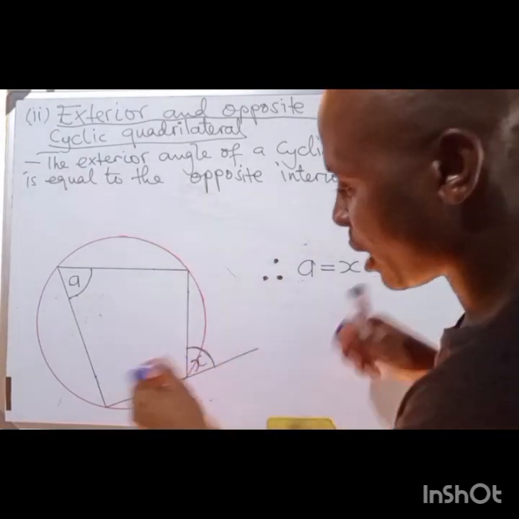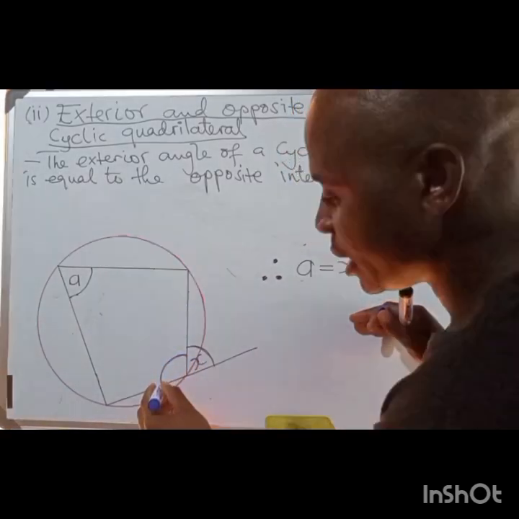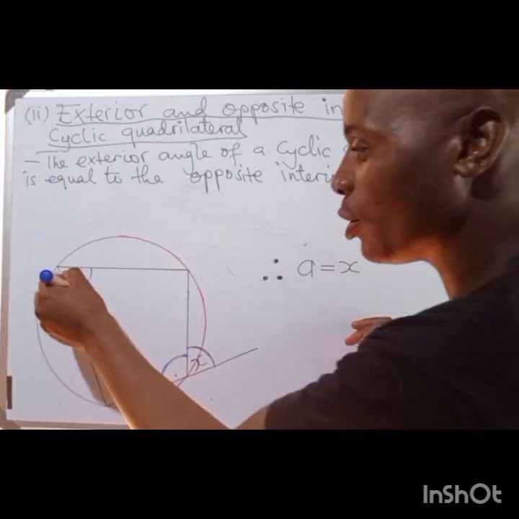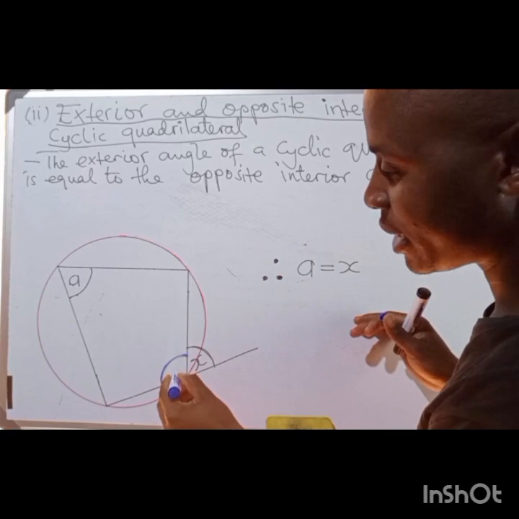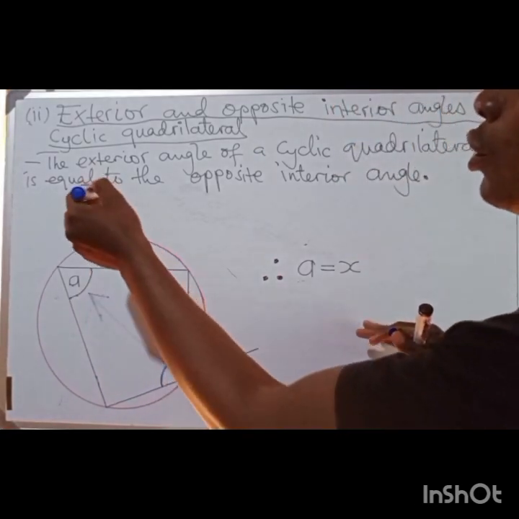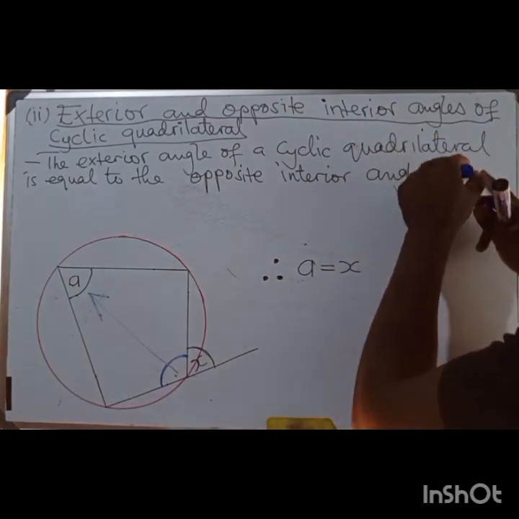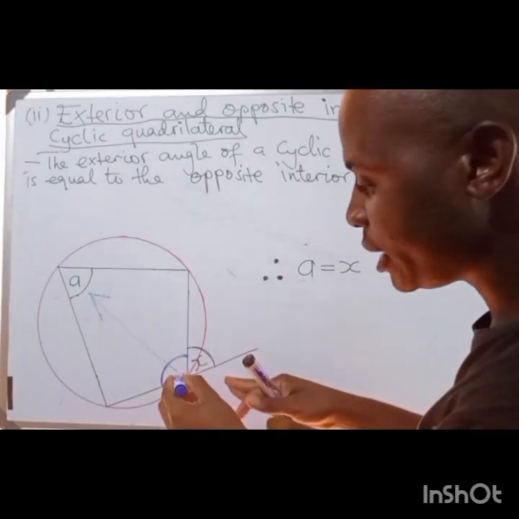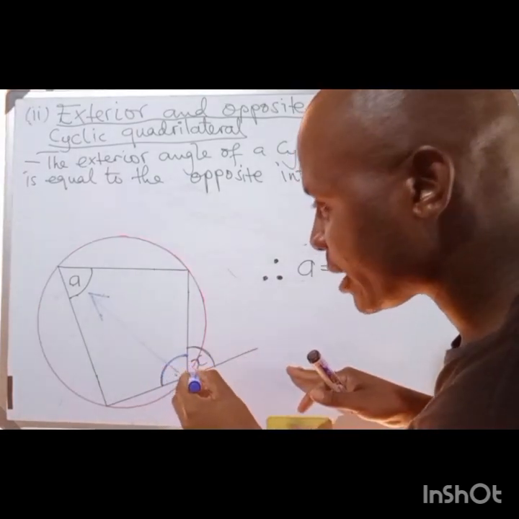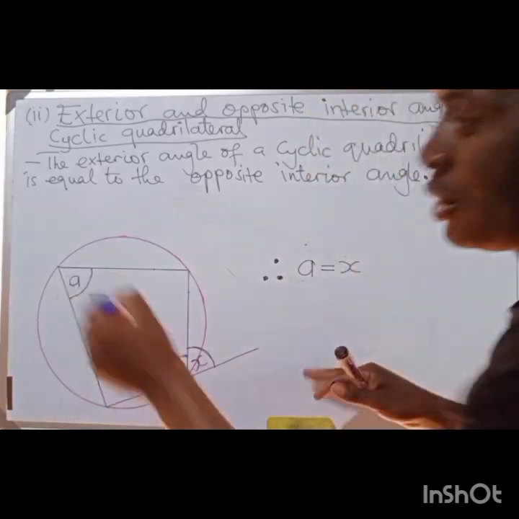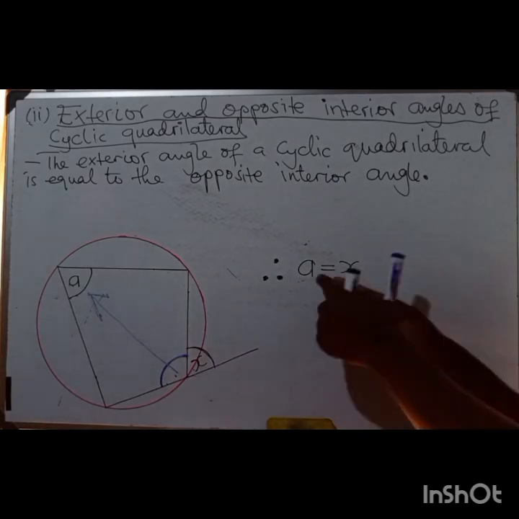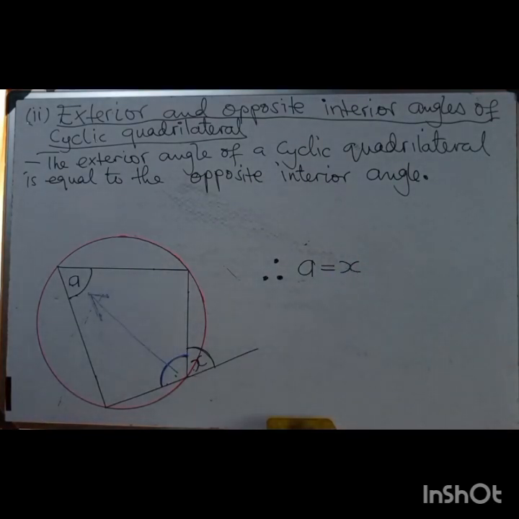Let me use another color. It is on the same straight line with this. So this one is opposite to this. This is the reason why they are saying the exterior angle of a cyclic quadrilateral is equal to the opposite interior angle. The opposite interior angle of this is angle A. So that is the angle which is equal to angle X. So therefore, angle A is equal to angle X.